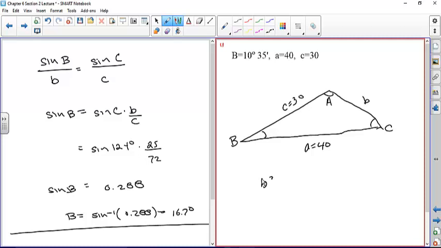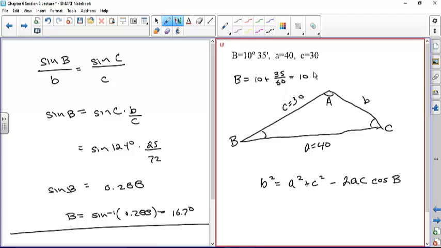So length B squared is equal to the other two sides, A squared plus C squared minus 2AC. So these are all lengths that are not the one that we're trying to find. And then you have the cosine of angle B. Now let's convert B to decimal, because that's what we need for our calculator. So it's 10 plus 35 divided by 60, 60 seconds per minute, 60 minutes per hour. Okay. So you take 10 plus 35 divided by 60.